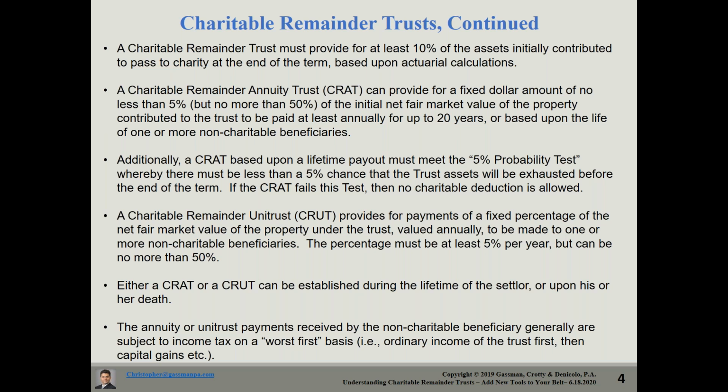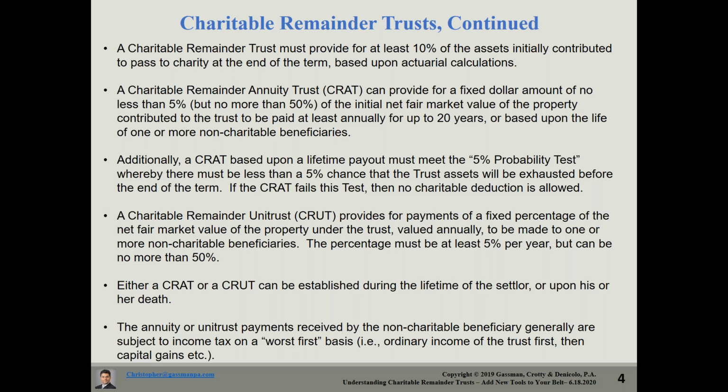A CRUT, a little bit different. A CRUT provides for fixed payments based upon a percentage of the net fair market value of the property under the trust as it's determined each year. So just to give you an example, a CRUT can provide for a 6% annual distribution right to a non-charitable beneficiary, and that 6% is based upon the prior year's value, meaning that every year you have to revalue the assets under the CRUT to make sure that you can comply with these distribution requirements.